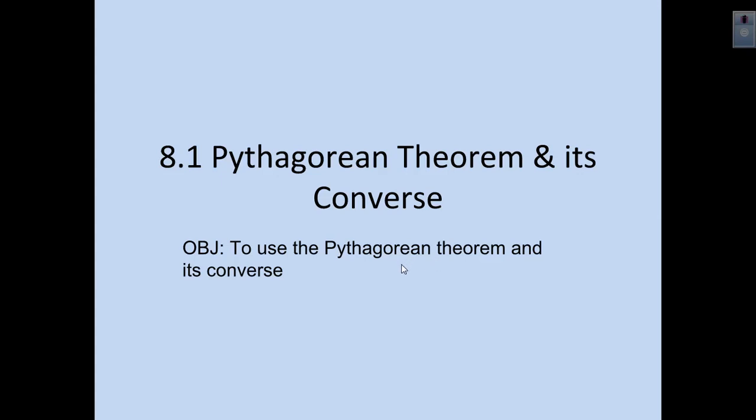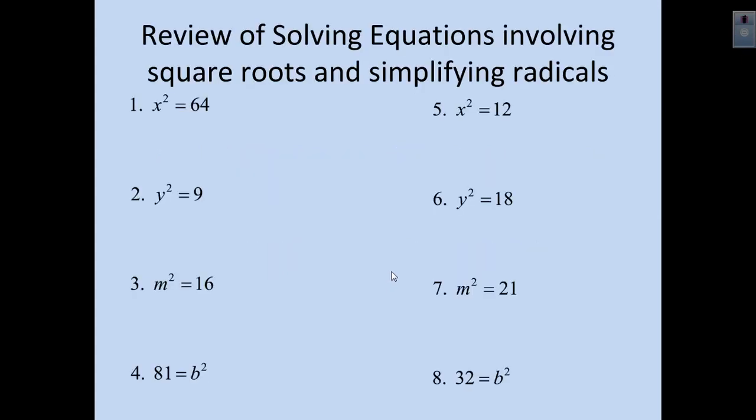8.1 Pythagorean Theorem and its Converse. Everyone should have learned the Pythagorean Theorem at some point, probably in middle school. And most of you remember it as a squared plus b squared equals c squared. But before we get into that, we want to look at a review of solving equations involving radicals, square roots, and simplifying radicals.